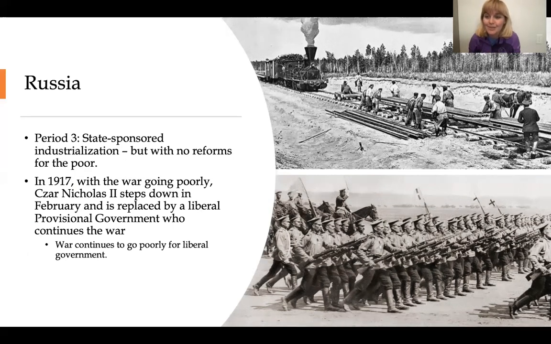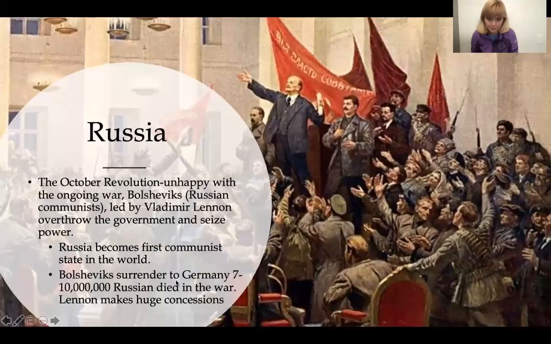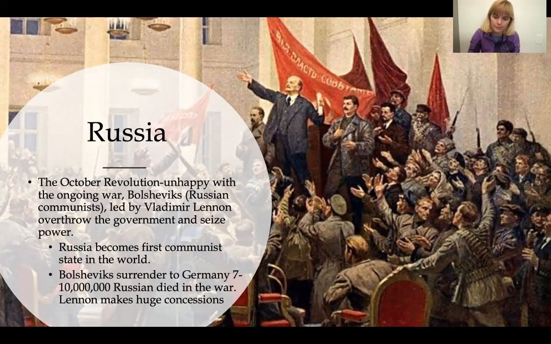But the problem is that the war continues to go poorly for Russia, okay? Germany is still destroying Russia. It's going very poorly for them. So at the end of the year, all right, in October, we're going to get something called the Russian Revolution.